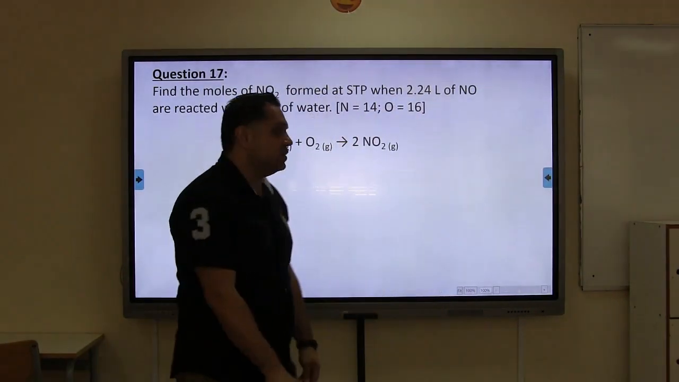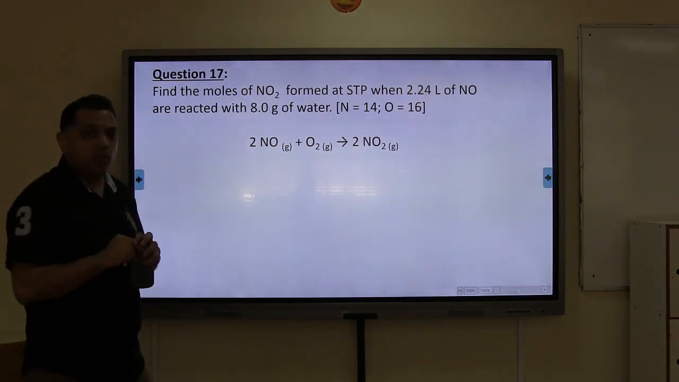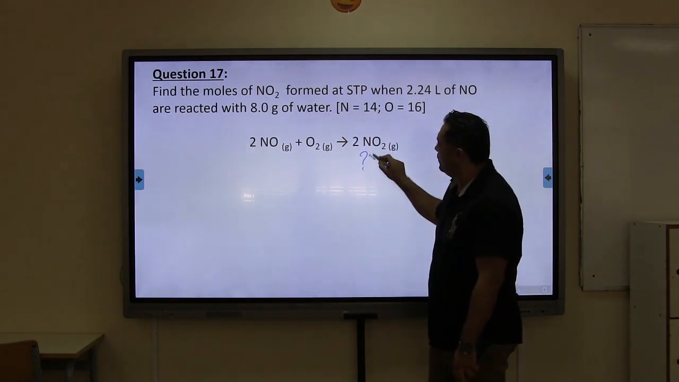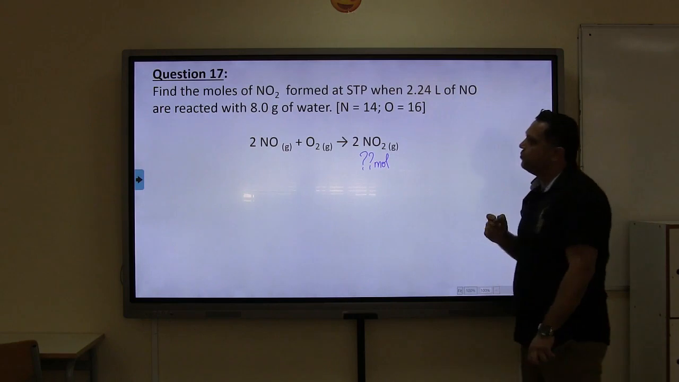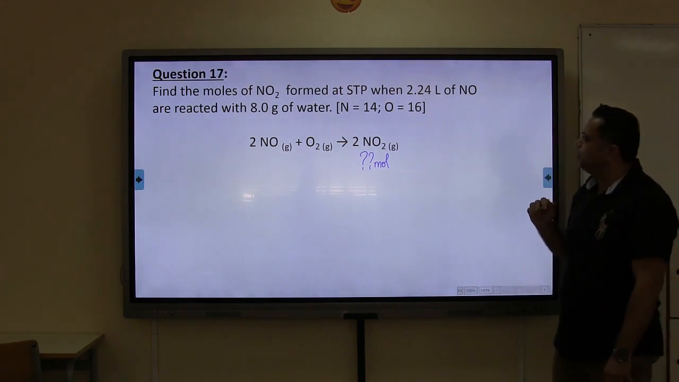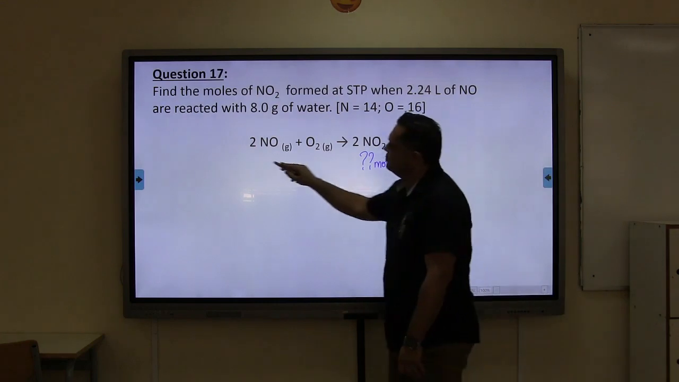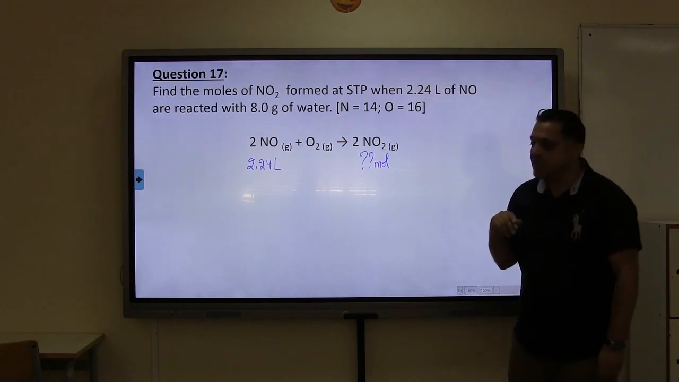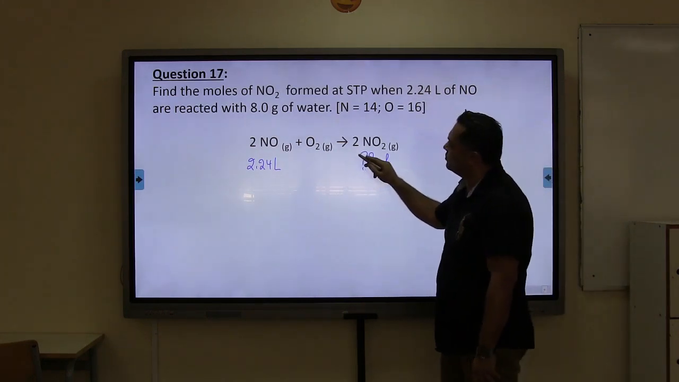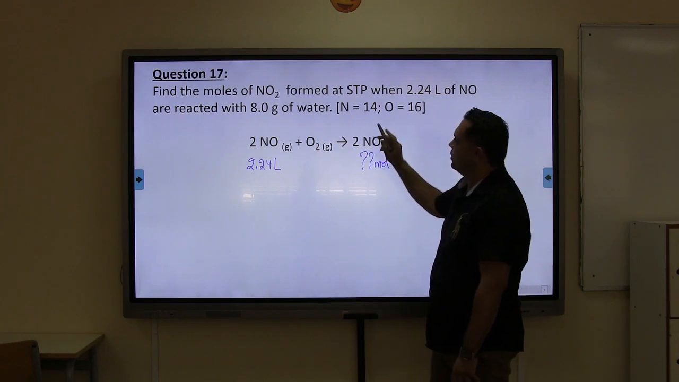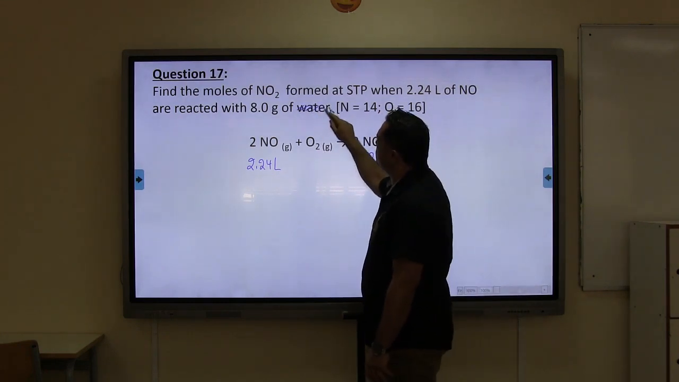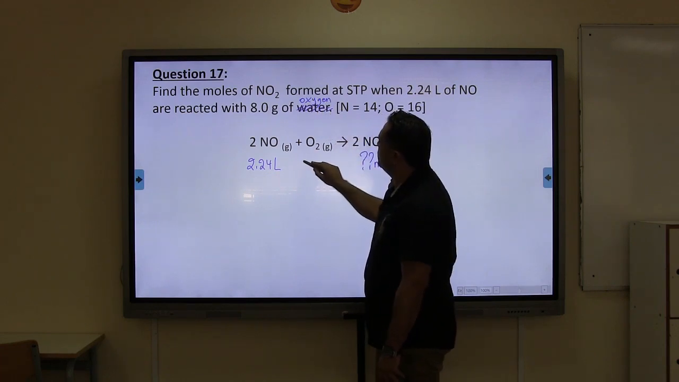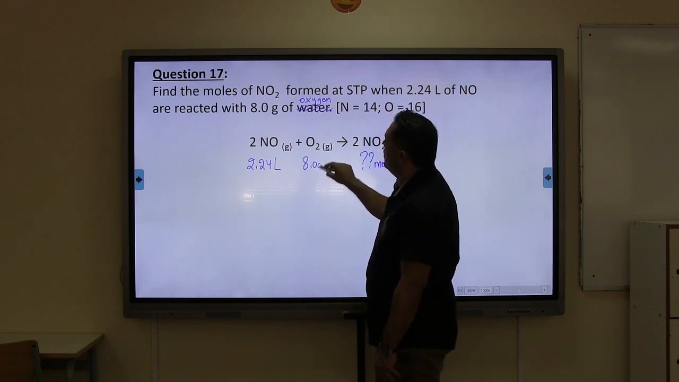Another question here, question 17. We need to find the moles of the NO2. So find the moles of the NO2. How many moles of the NO2 formed at STP when 2.24 liters of NO are reacted with 8 grams of water? Sorry, it should be oxygen here. So 8 grams of oxygen. Okay, so we have 8 grams of oxygen.